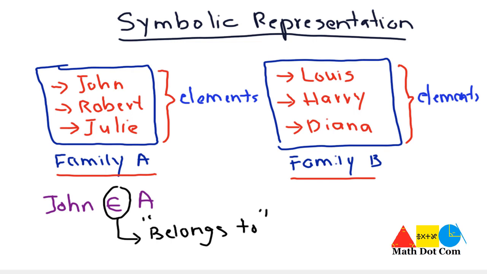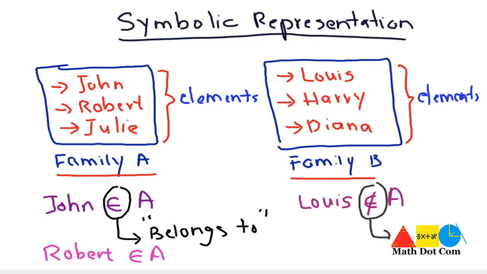Okay, again we can write Robert belongs to A. Then we may write Louis belongs to A. No, Louis does not belong to A. So we can use the notation of does not belong to. This is the notation of does not belong to.